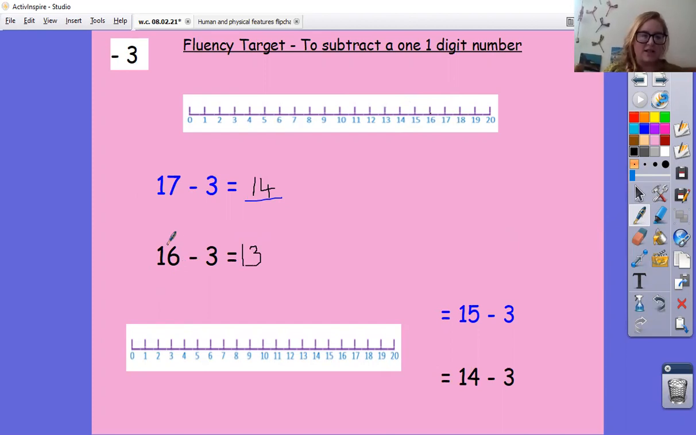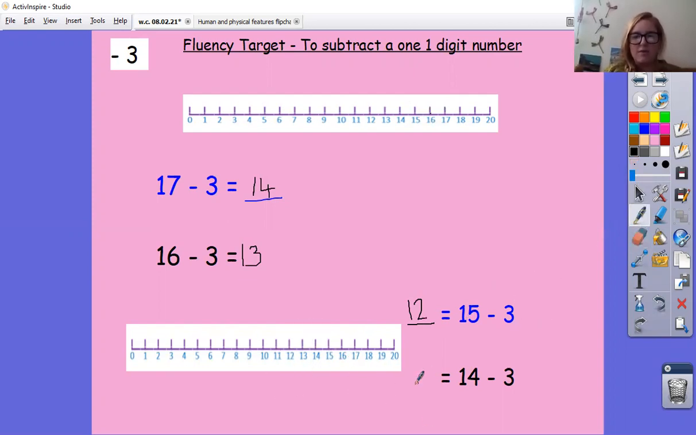My first part is 16. Subtract my other part, which is 3, equals my remaining part, which is 13. Fantastic. Now I'm looking for my remaining part equals 15 subtract 3. So it's my remaining part equals my first part subtract 3. I'm going to start at my first part, which is 15. I'm going to count back 3 spaces. 1, 2, 3. My remaining part is 12. 12 equals 15 subtract 3.